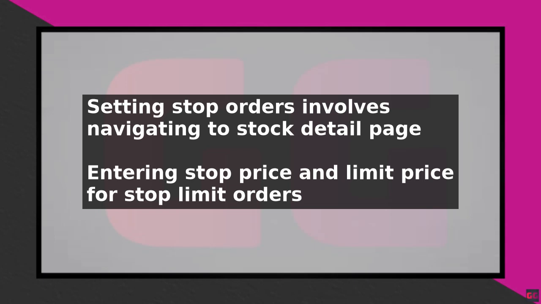The key difference between a stop limit and a stop market order is how the order is executed once the stop price is reached. A stop limit order will only be executed at the limit price or better, while a stop market order will be executed at the next available price.